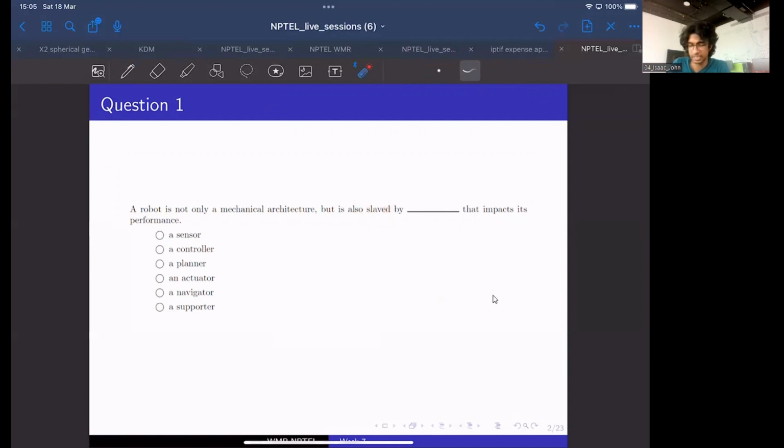Six options are given as a multiple choice question. The first option is sensor, second is controller, third is planner, fourth is actuator, fifth is navigator, and sixth is supporter. So the question is about something that basically slaves a robot.